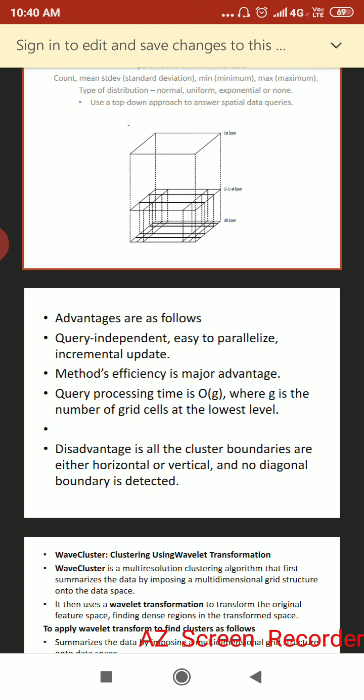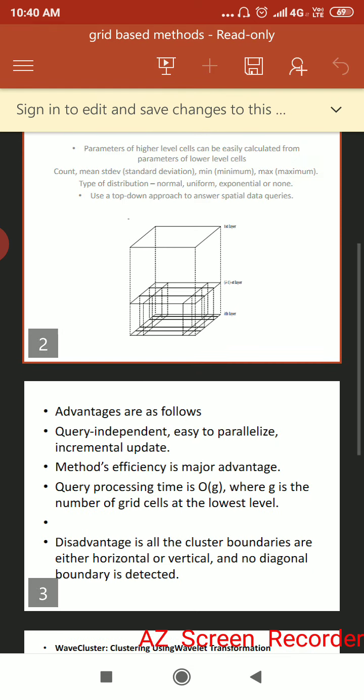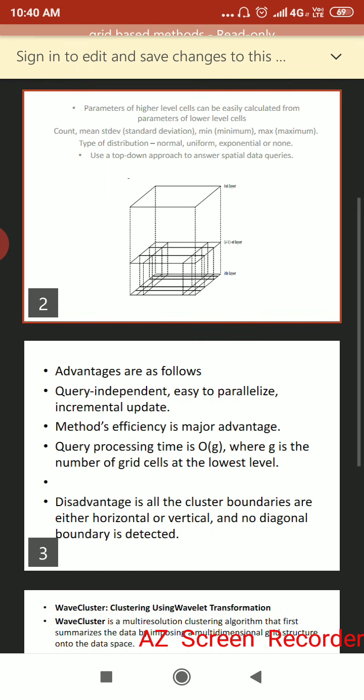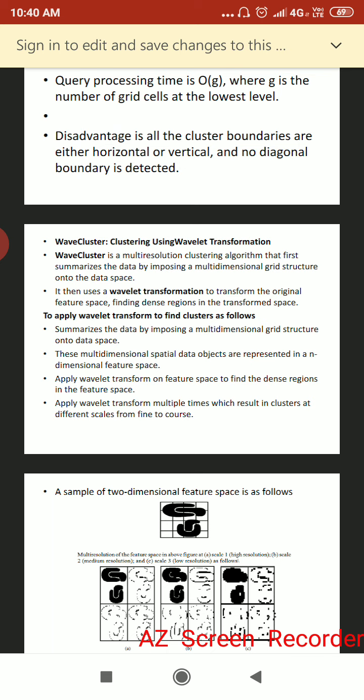There are some advantages of STING. It is query independent, meaning we can answer queries based on the stored data. This method is also more efficient. The main disadvantage is that the cluster boundaries are either vertical or horizontal, and diagonal boundaries are not detected. Another method is the WaveCluster method.